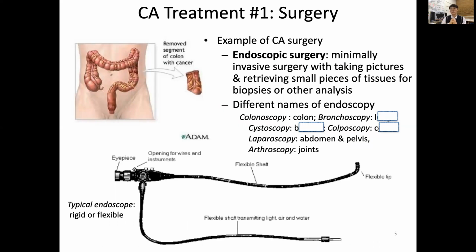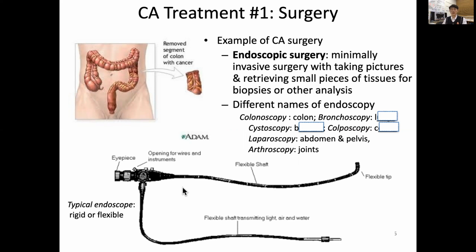Let's talk a little more about surgery. For example, there are many colon cancers. Let's say this part of the colon contains a cancer. Sometimes we decide to cut out not only the tumor but the whole containing colon segment, and then reconnect the rest of the colon. In this case, we can even do endoscopic surgery. Instead of opening the whole abdomen, we can use minimally invasive surgery with the endoscope. An endoscope is a tool which can take pictures in real time, and also through its instrument channel, we can retrieve small pieces of tissue for biopsies or other analysis.